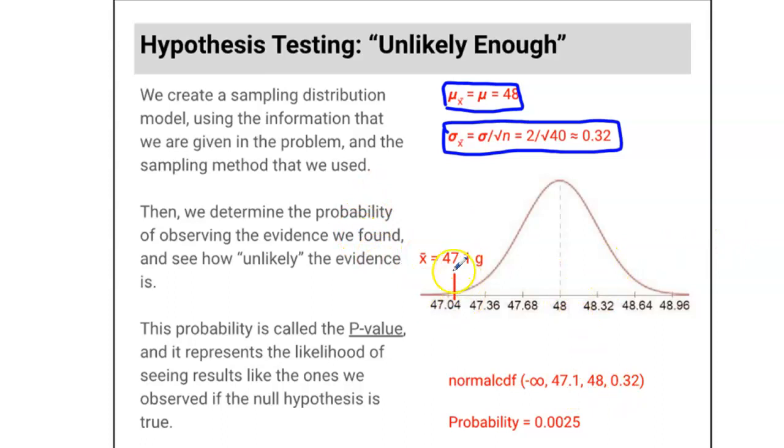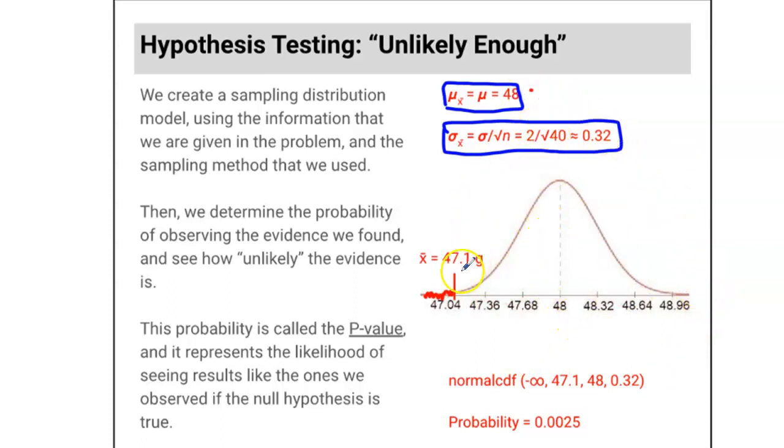So now we identified that our x-bar is 47.1 grams. That's here on this distribution. Now what I can do is use normal CDF to find the area under the curve. We're looking for the area here. Let me shade it. The area between the curve and 0 from 47.1 grams down. That area in total is 0.0025. Wow, 0.0025. That's 0.25%.